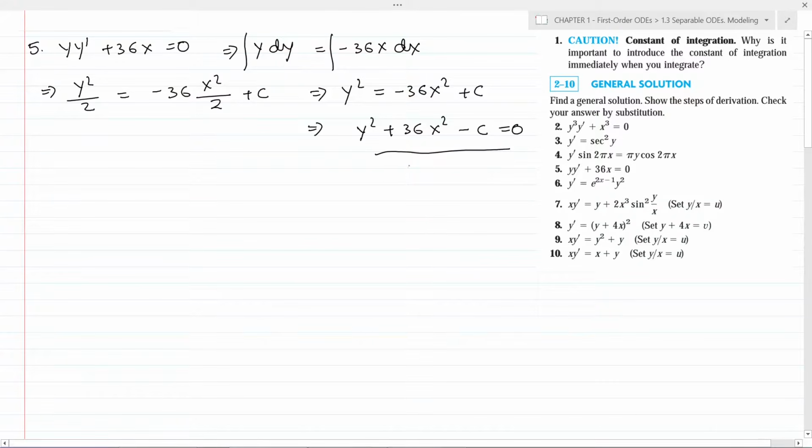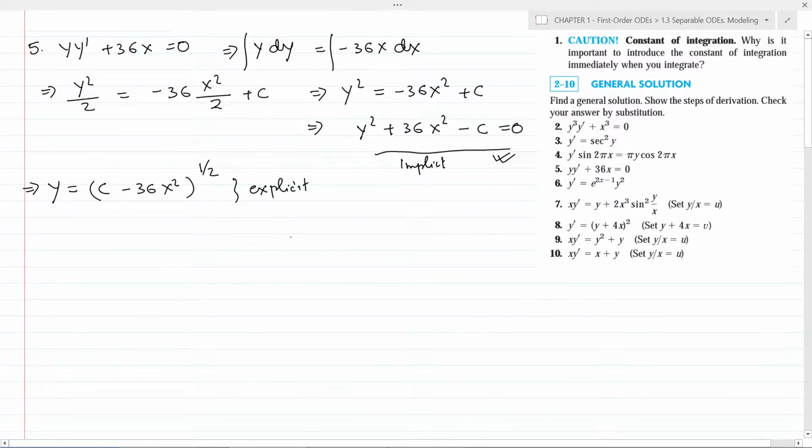Now this is the implicit form of the general solution. We know that this is the equation of an ellipse. We can get the implicit form by writing y equal to c minus 36 x square to the power 1 by 2. Now this is the explicit form of the general solution.